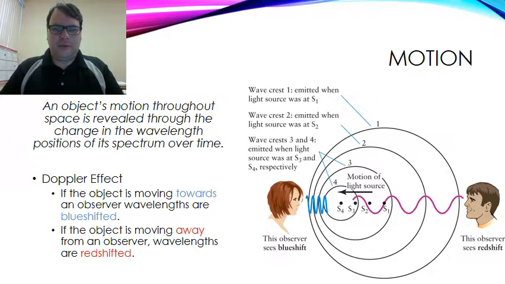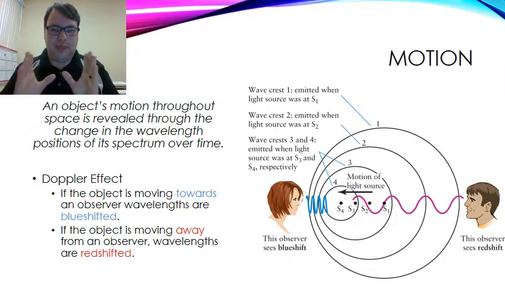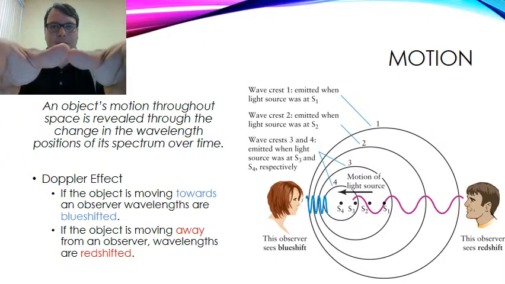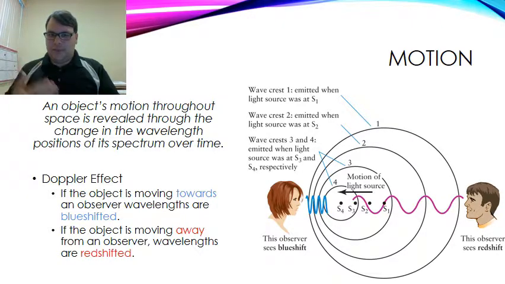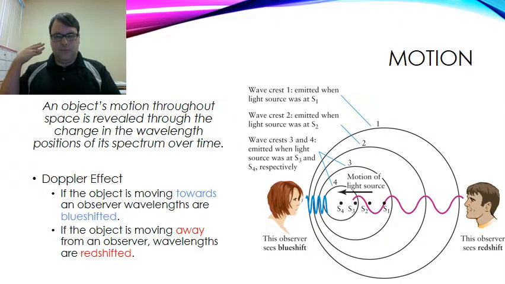So the Doppler effect says that if an object is moving towards you, it is being blue shifted, so it is gaining energy coming in your direction. Okay, so if the object is moving away, it is actually red shifted. It is losing energy from your perspective.